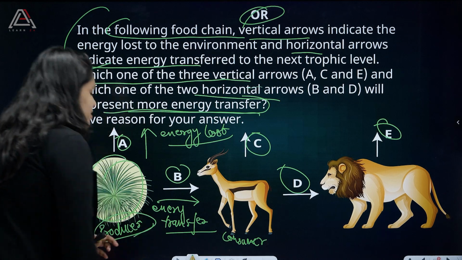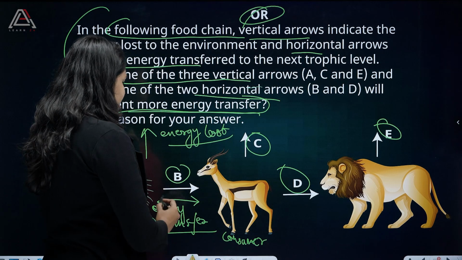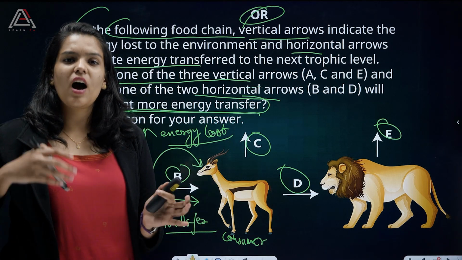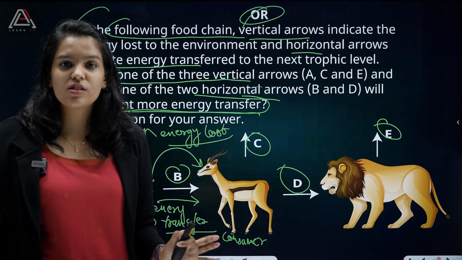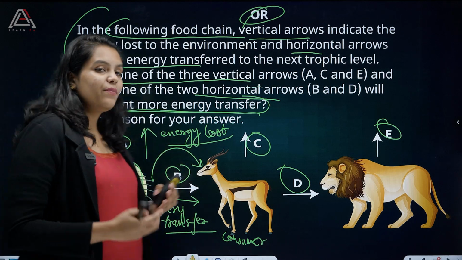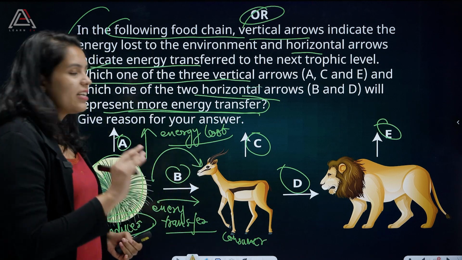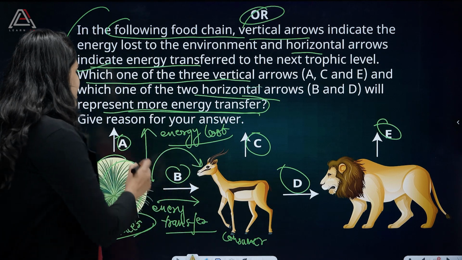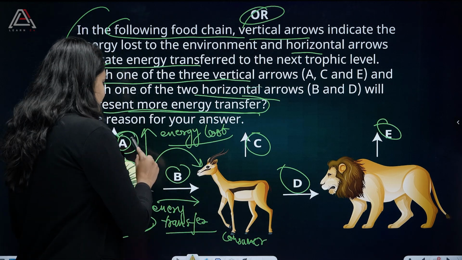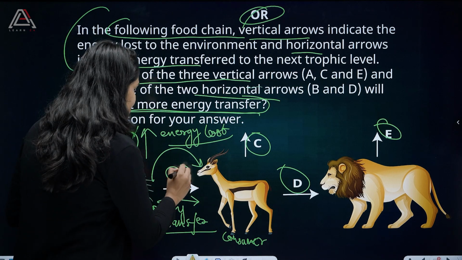Now the producer has the highest amount of energy. When they transfer that energy to the consumer, a high amount of energy is lost, and the consumer also uses it for growth, reproduction and everything. So it's a clear and obvious answer that the highest amount of energy lost or transferred is in A, and the highest energy transfer is in B.